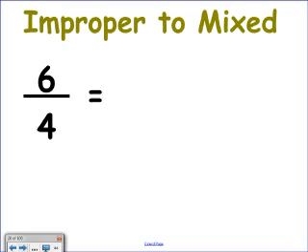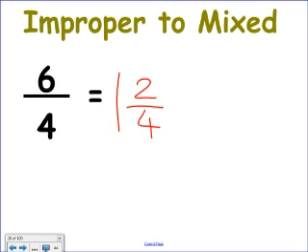So you've just done a question in the exam, you've just nailed it, you've come up with 6 over 4, and that pesky examiner has said, I want the answer as a mixed number. What are you going to do? How many times does 4 go into 6? Once. Remainder? 2 over 4.